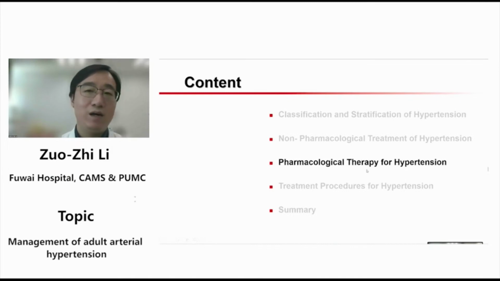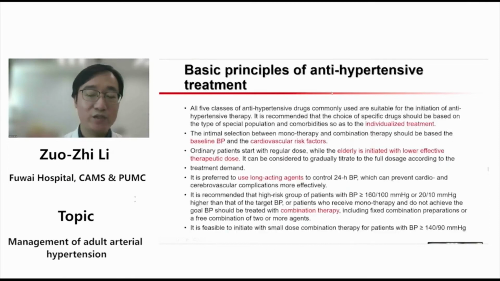Then, what drugs or medication should we apply to hypertensive patients? All 5 classes, including ACEI, ARB, CCB, beta blocker, alpha blocker, and also diuretics, are suitable for initiation of an antihypertensive therapy. But the choice of medication should depend on the person's special population, comorbidity, and also their blood pressure levels.